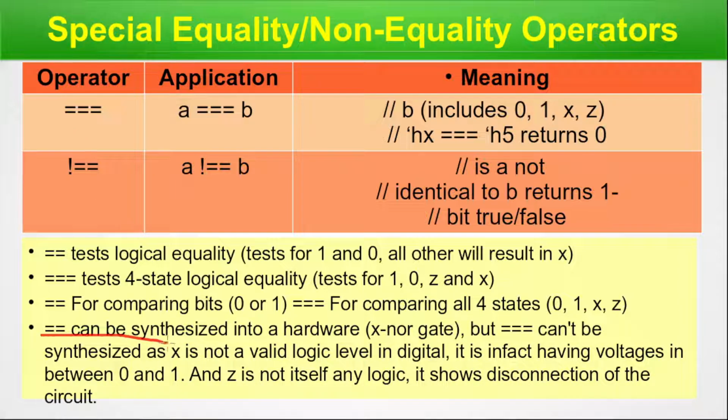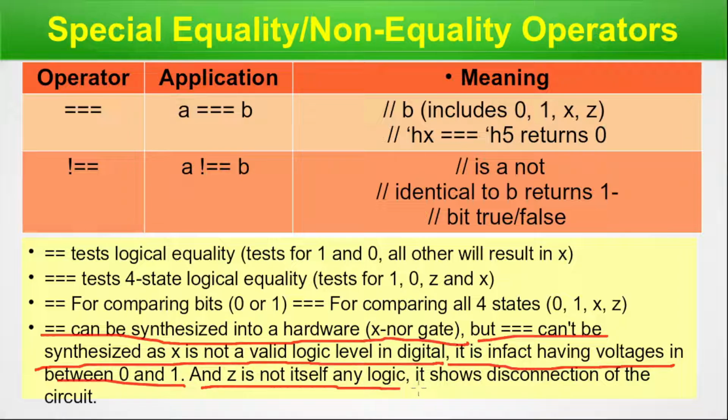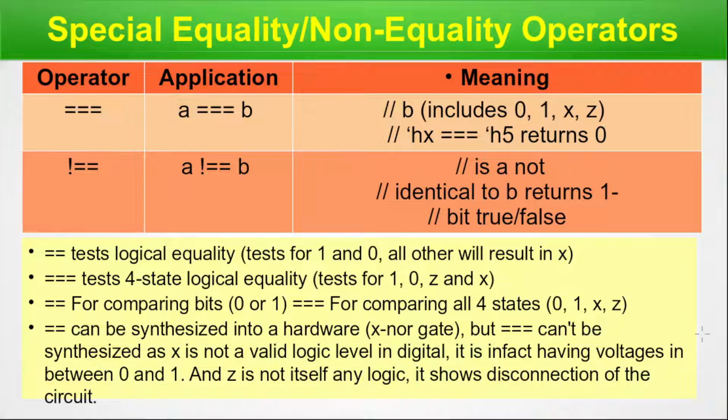Equal to can be synthesized into a hardware XNOR gate, but triple equal to can't be synthesized, as X is not a valid logic level in digital. It is in fact having voltages in between 0 and 1, and Z is not itself any logic, so it shows disconnection of the circuit. There is one demerit, this is mentioned here. You have to choose the operators wisely. We are done here with this particular slide. Let's move on to the next slide.